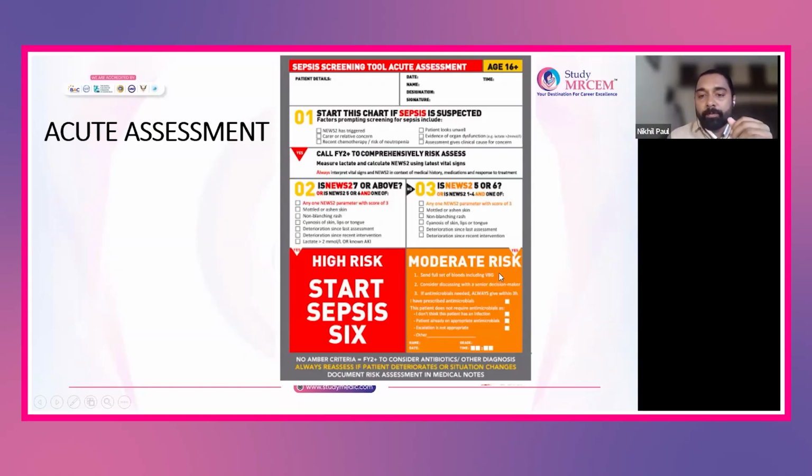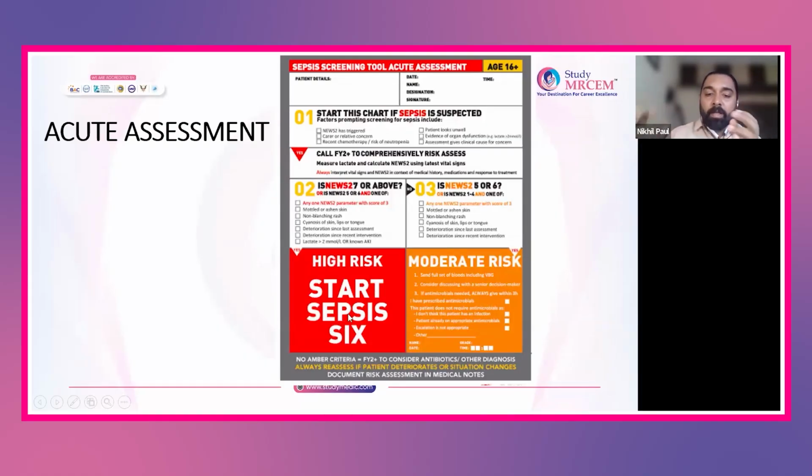Now, when NEWS 2 is 5 or 6, or NEWS 2 is 1 to 4 plus one of these. You can see another 5 points over here. Any of the NEWS 2 parameter score of 3, mottled or ashen skin, non-blanching rash, cyanosis, deterioration since the last assessment or recent intervention. Any of these present, NEWS 2 1 to 4, or NEWS 2 5 and 6. Then it is considered as an amber flag or moderate risk. Then we have to send a full bloods, consider discussing with the senior, and if antimicrobials needed, can be given within 3 hours. You have little more time over here.